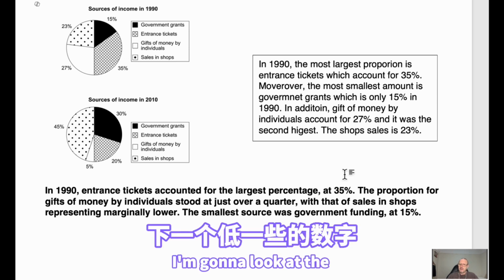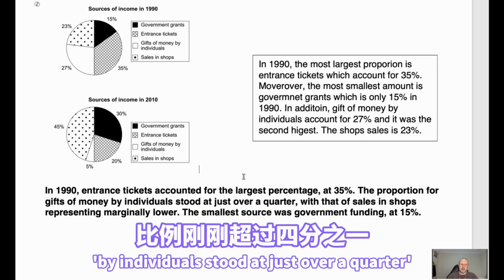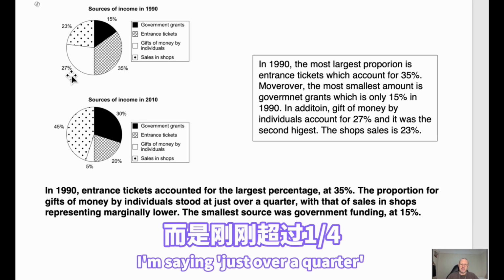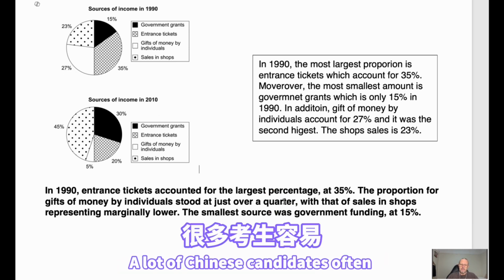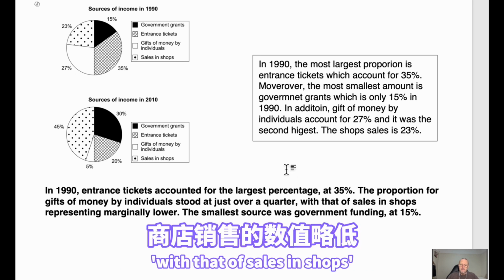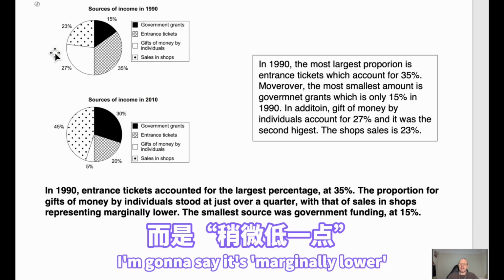The next sentence, now I'm going to look at the next lowest figure, which is gifts of money. The proportion for gifts of money by individuals stood at just over a quarter. So here, instead of writing 27%, I'm saying just over a quarter. Please notice how we spell quarter. A lot of Chinese candidates often don't write the R. Comma, with that of sales in shops representing marginally lower. So instead of writing 23%, I'm going to say it's marginally lower.